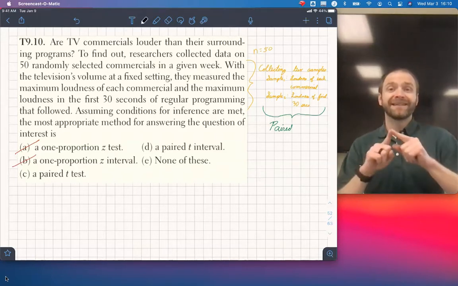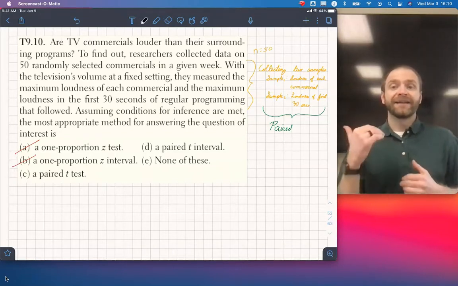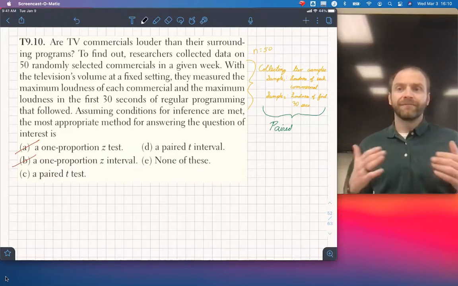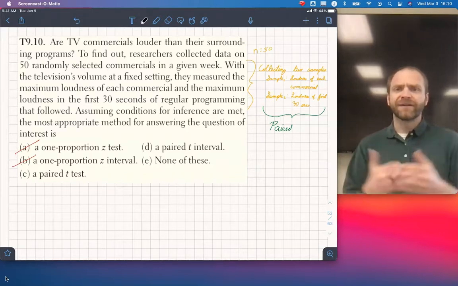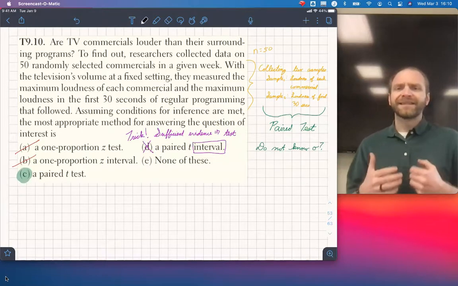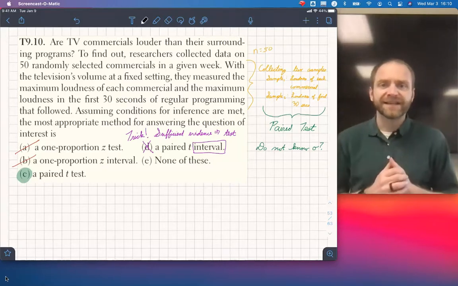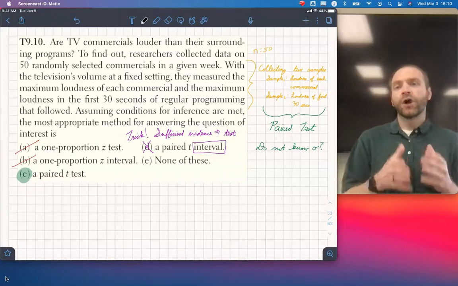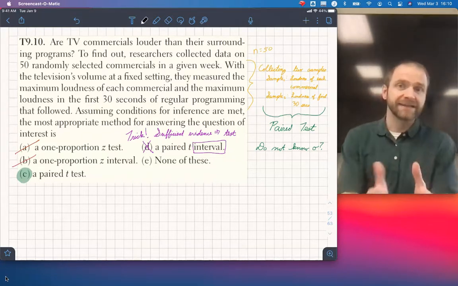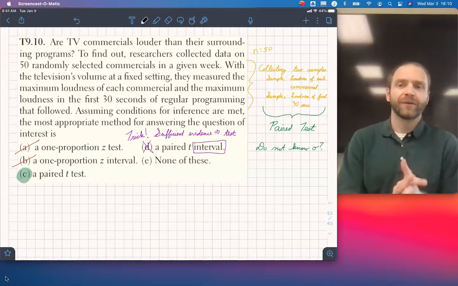And by the way, C and D both deal with the word paired. So that's awesome. Now I have to figure out, is it a paired t-test or a paired interval for t? Assuming conditions for inference are met, they want to determine which one I am dealing with. In this case, they said, is there sufficient evidence? When they say that phrase, I know I'm dealing with a test. If it doesn't say that, and it says try and estimate an interval, or try and estimate the values for it, then I'm dealing with a confidence interval.